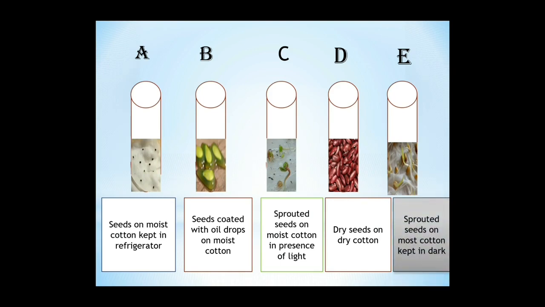So here try to observe the samples carefully and draw a table and try to write your observation in this table. If you look at this picture carefully, you can see that in test tube C and test tube E, the seeds are sprouted.